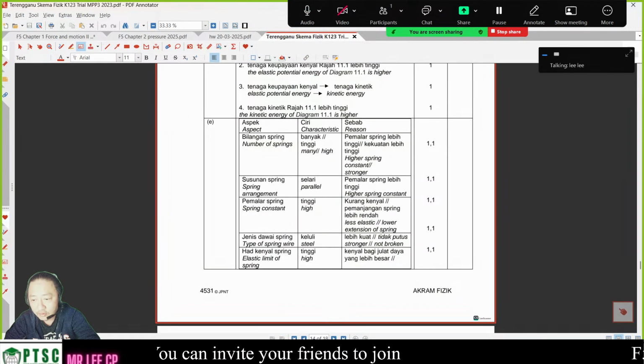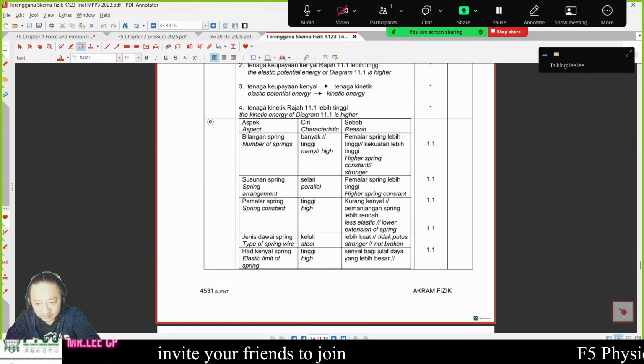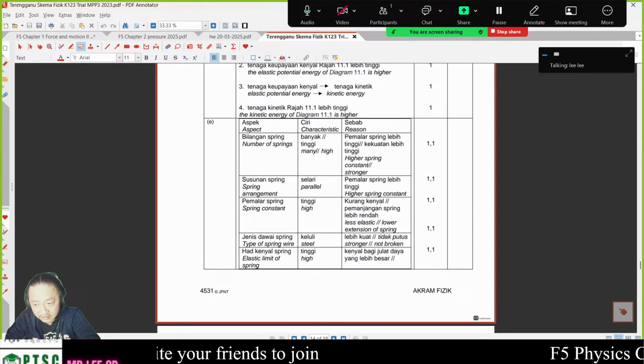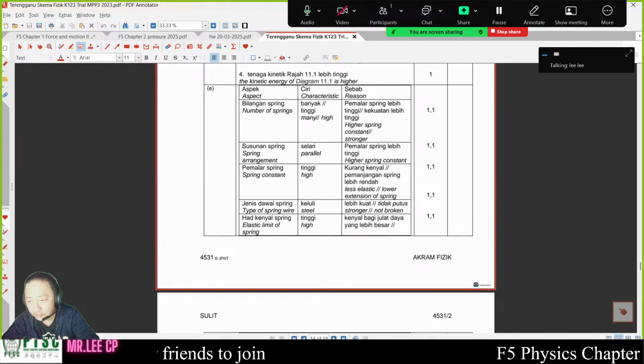And then elastic limit of the string is high. Right? High elastic limit. Alright. And then this is the answer. Right? And then they got many. Alright, so I'm going to put it in here.